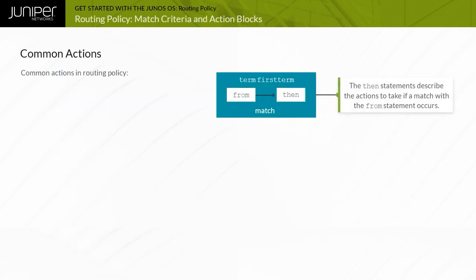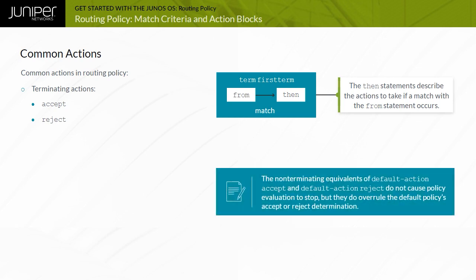Some common routing policy actions include the terminating actions of accept and reject. These are named terminating actions because they cause the evaluation of the policy and the policy chain to stop, and the route to be accepted or rejected. Note that the non-terminating equivalents of default action accept and default action reject do not cause policy evaluation to stop, but they do override the default policy's accept or reject determination.